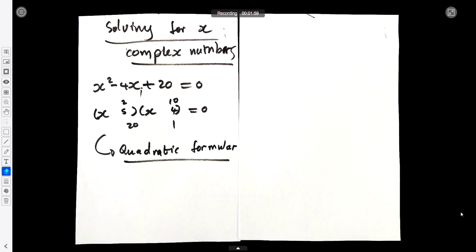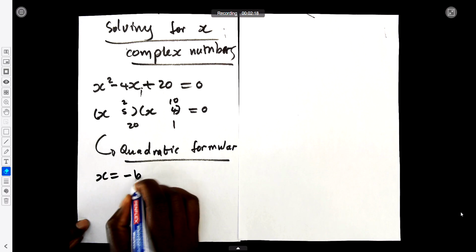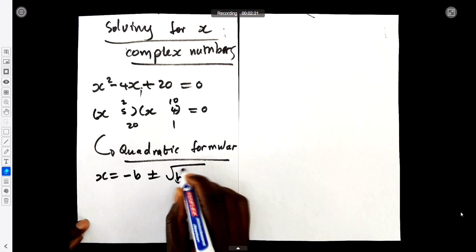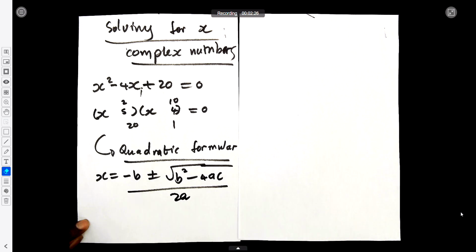Yeah, don't force it. If you can't find the factors that when you add or subtract, they will give you the middle term, and even when you multiply with the signs, they will give you 20, do not force it. Okay. So we move on to your quadratic formula. Quadratic formula is given by x equals to minus b plus or minus the square root of b squared minus 4ac, all over 2a. So that's the formula that you'll use. So hence this one didn't work out. Then you move on to quadratic formula.